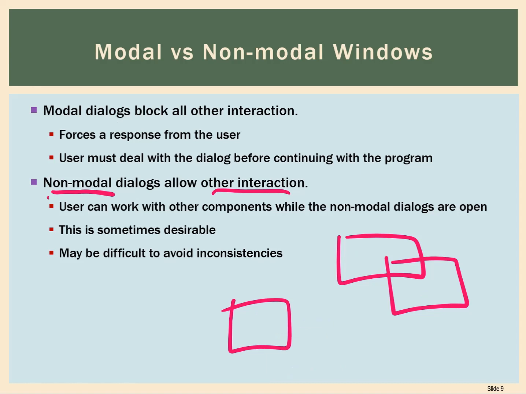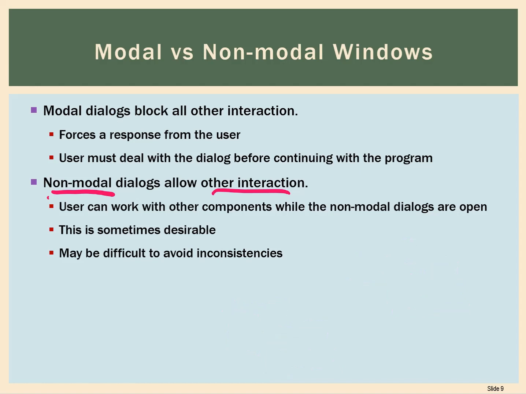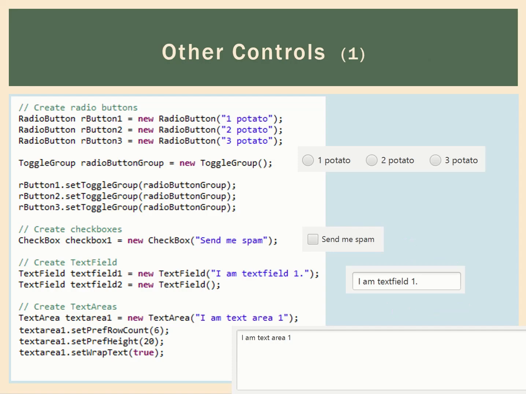And this is why Java introduced something that's in between modal and non-modal. And again, that was the application modal, which allowed for some partial modality. Let's talk about some controls besides labels and buttons. Let's talk about radio buttons.